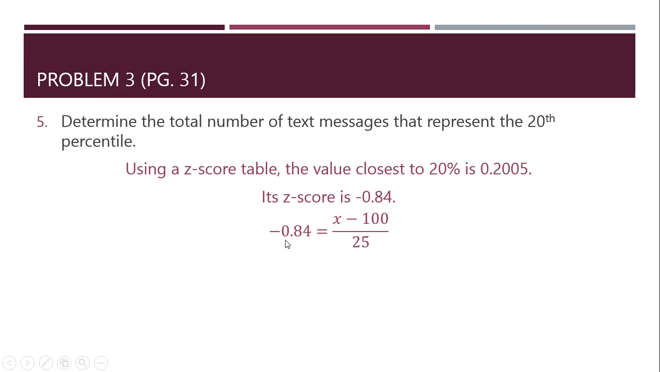I'm going to bust out my z-score finding trick. So negative 0.84 is my z-score, 100 is my mean, 25 is my standard deviation. I'm definitely pulling out a calculator here. I'm going to multiply both sides by 25 to get that off the bottom. I'm going to add 100 to the other side, so be careful on that. You have a negative 21 plus a positive 100, which means if you're in the 20th percentile, you're sending about 79 text messages per day.